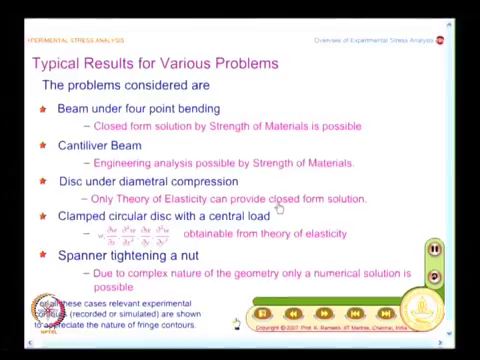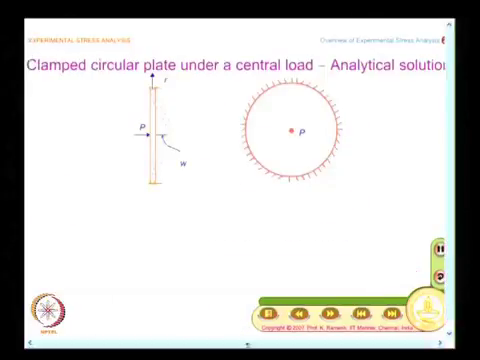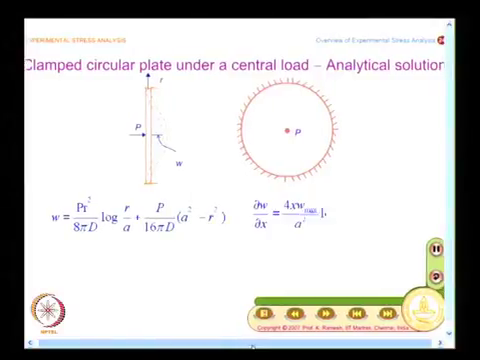Let us continue the discussion on overview of experimental stress analysis, and we have discussed in the last class the problems considered are beam under 4-point bending, cantilever beam, disc under diametrical compression, and the next problem what we would take on is the problem of a clamped circular plate under a central load.